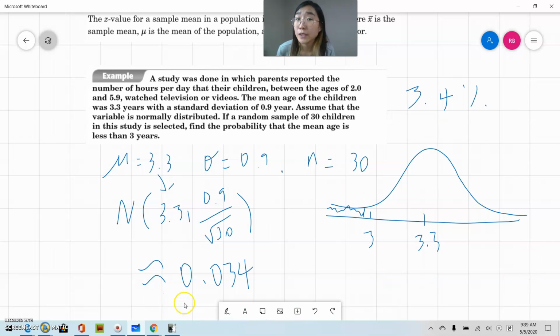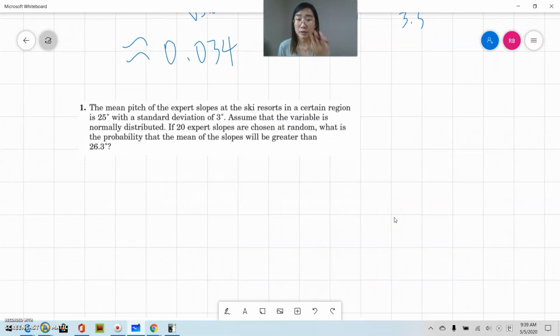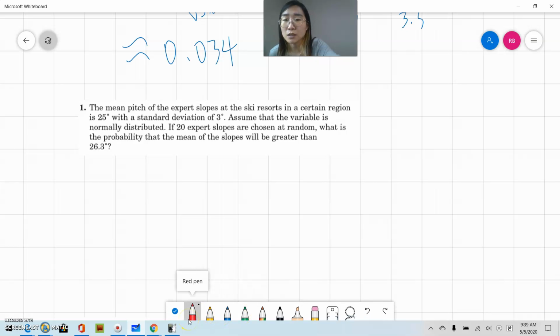So again, it's not very different from what we've done, we just added a new element of the central limit theorem and how sampling distribution works and how to calculate all that, okay? But we're still using z-score, we're still using normal CDF and all of that. This one, if I read the question, it says the mean is 25 degrees and the standard deviation, again, there's no mention of a sample, so we assume population. And then normally distributed, and then we chose 20. Again, 20 is big enough.